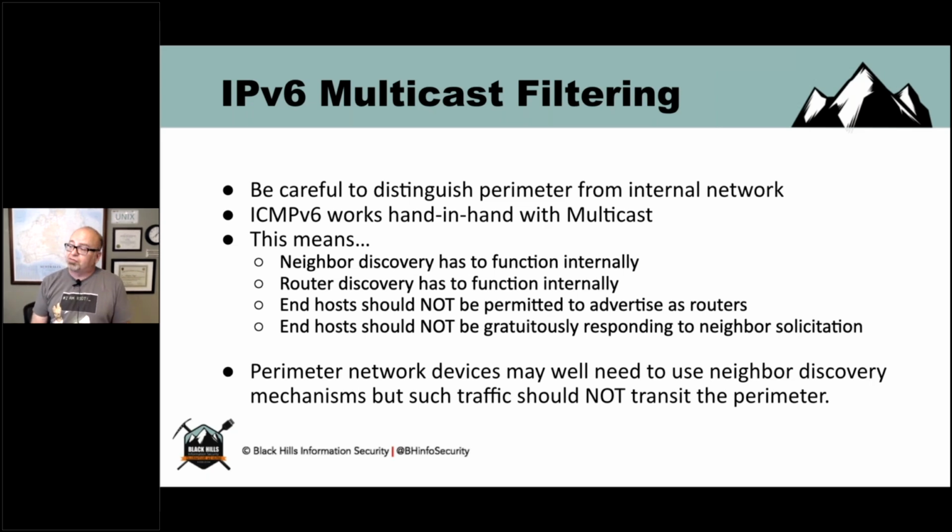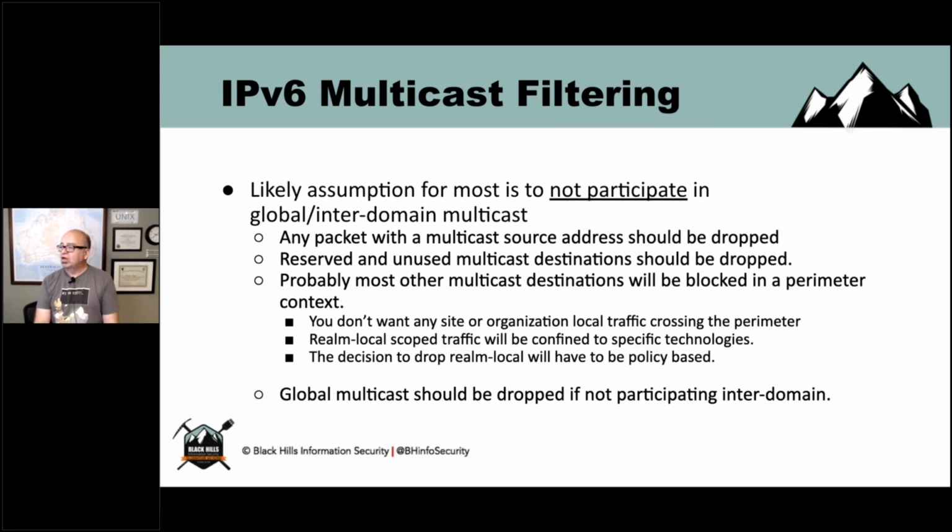Perimeter devices, as I've said before, need to use neighbor discovery, but we should not have neighbor discovery messages transiting the perimeter. Don't let that happen. That should not be allowed to occur. The likely assumption for most folks deploying v6 is that you're not going to participate in global interdomain multicast. That is something that you'll see possibly in educational institutions or very large institutions that have consortiums in a region, but individual organizations are not likely going to want to participate in global interdomain multicast.